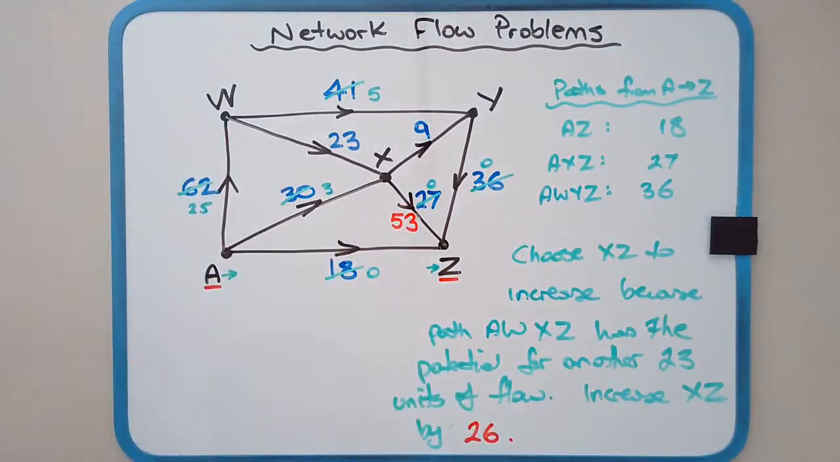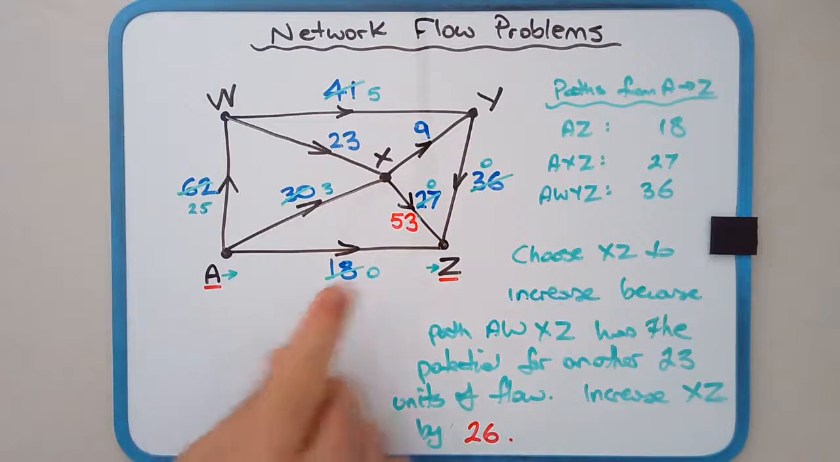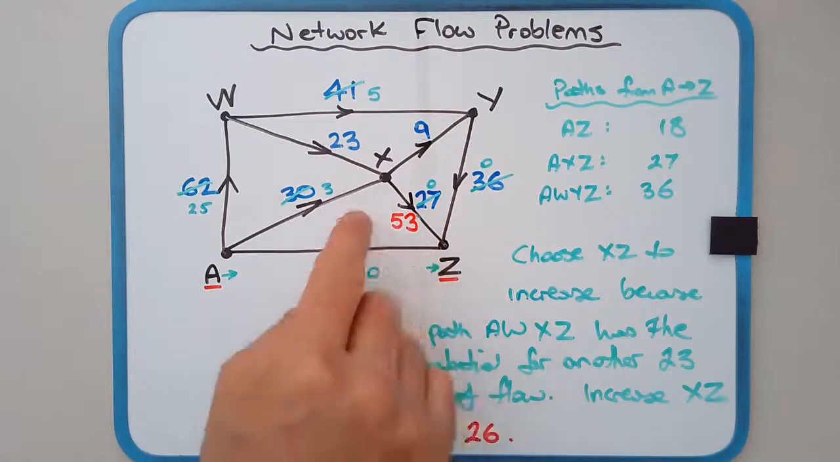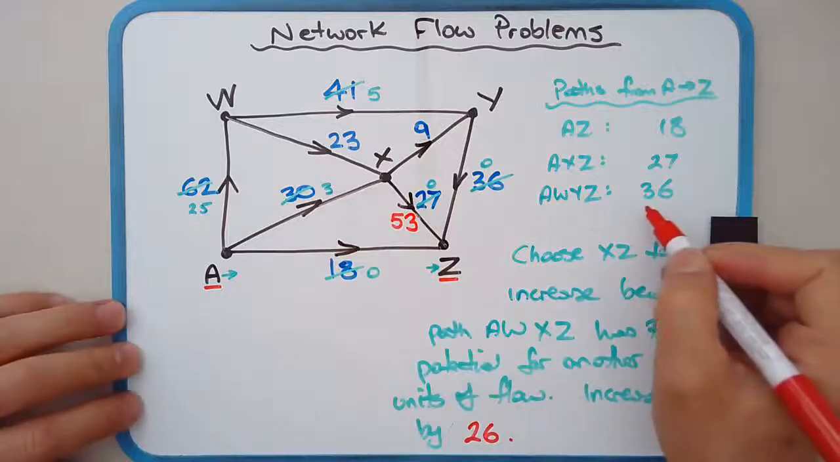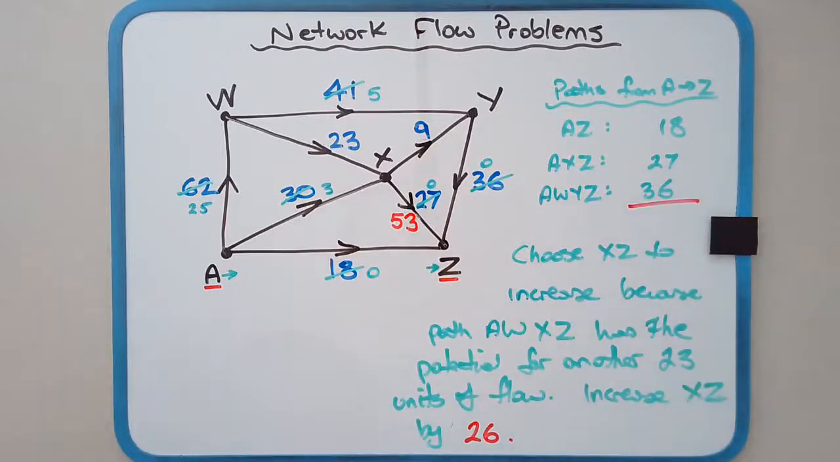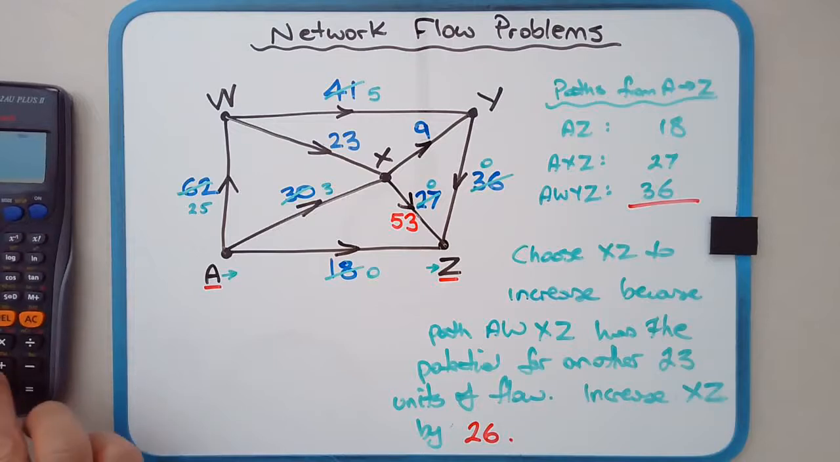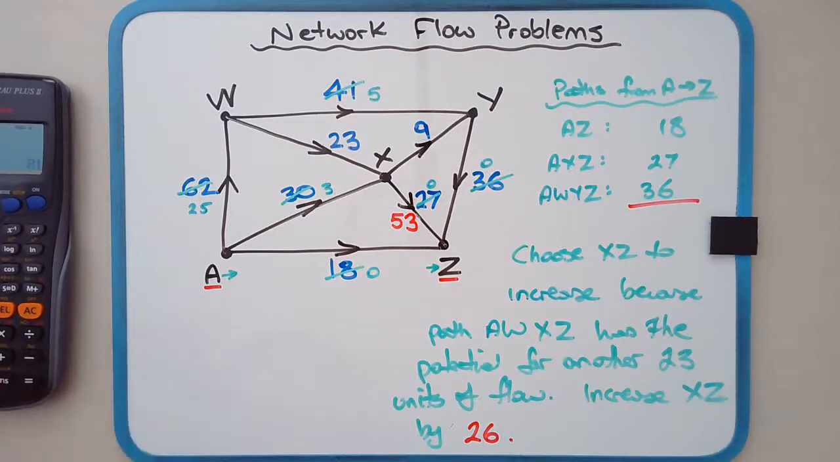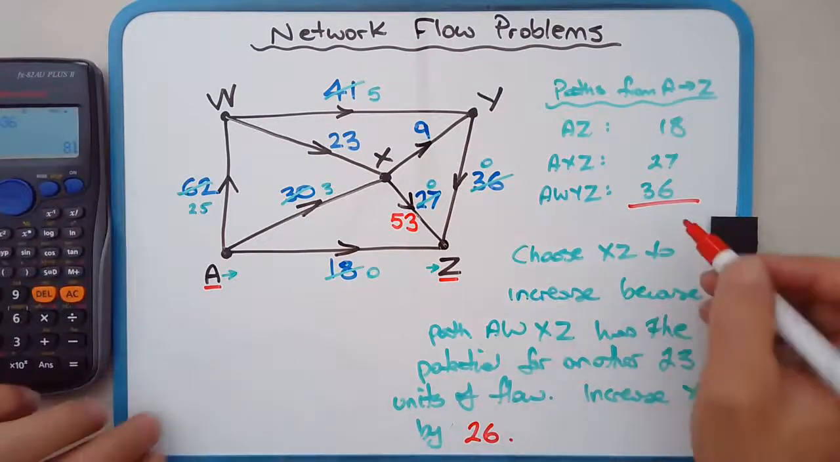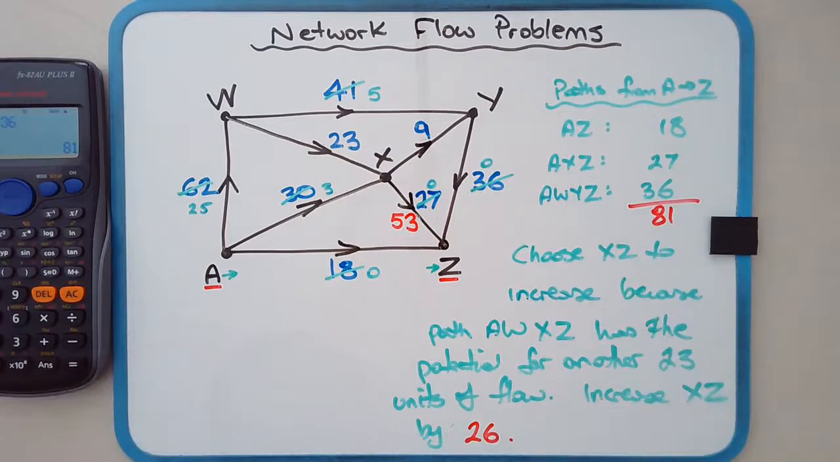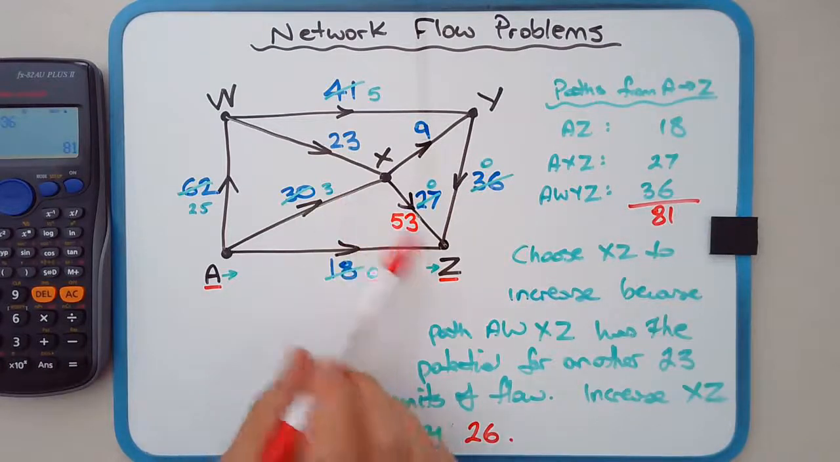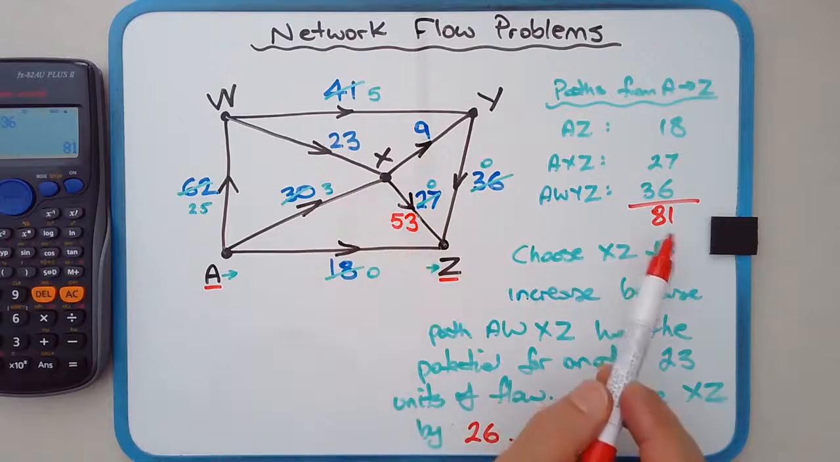I'm just going to pause the video. I'm going to redraw this diagram now with a 53, and then we're going to see how just increasing that edge would increase the flow. The other thing I've got to work out as well, and sorry I didn't do this earlier in the video because I was really focused on looking at this one edge to increase, is the total flow capacity of this network, which is 81. So increasing the edge XZ, what does that do to the flow capacity of the network?